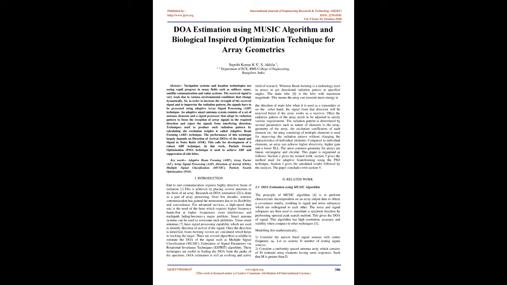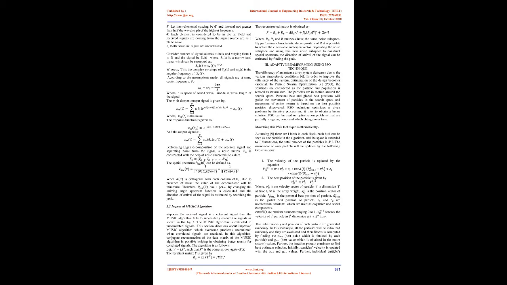Smart antenna systems can be used to overcome such problems. These smart antennas [7] have signal processing capability, which is used to identify the direction of arrival of the signal. Once the direction is identified, beamforming vectors are calculated, which helps in tracking the target. There are several algorithms available to estimate the DOA of the signal, such as multiple signal classification, MUSIC, and estimation of signal parameters via rotational invariance techniques, ESPRIT, algorithm. These techniques are useful in finding the DOA from the peaks of the spectrum. DOA estimation is still an evolving and active field of research.